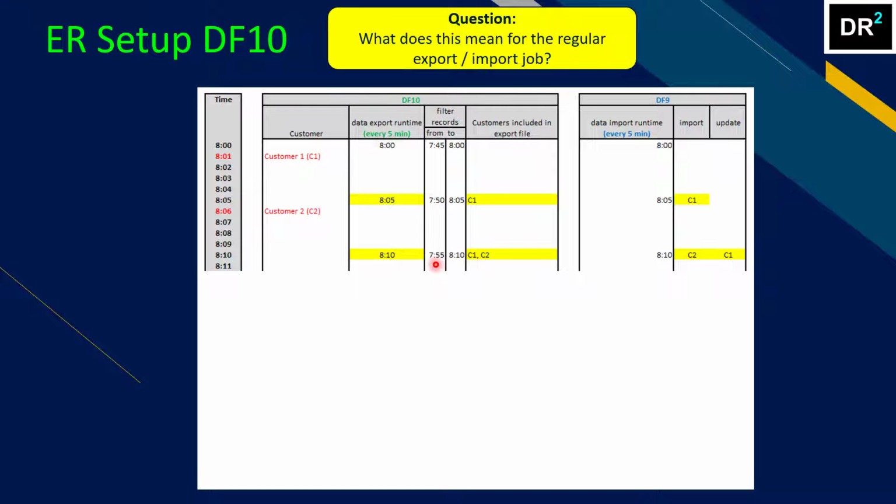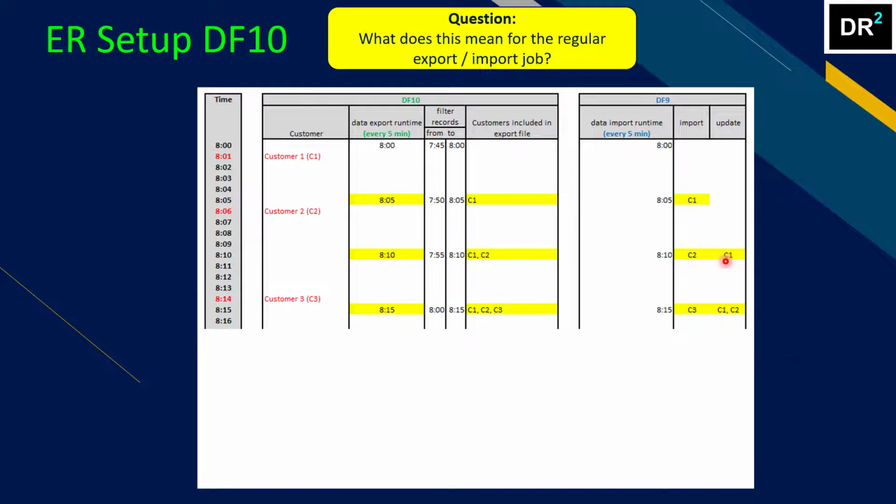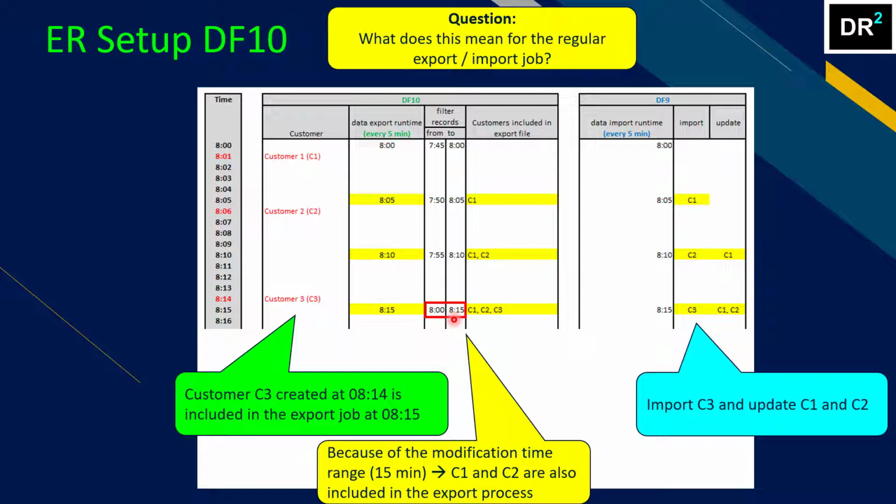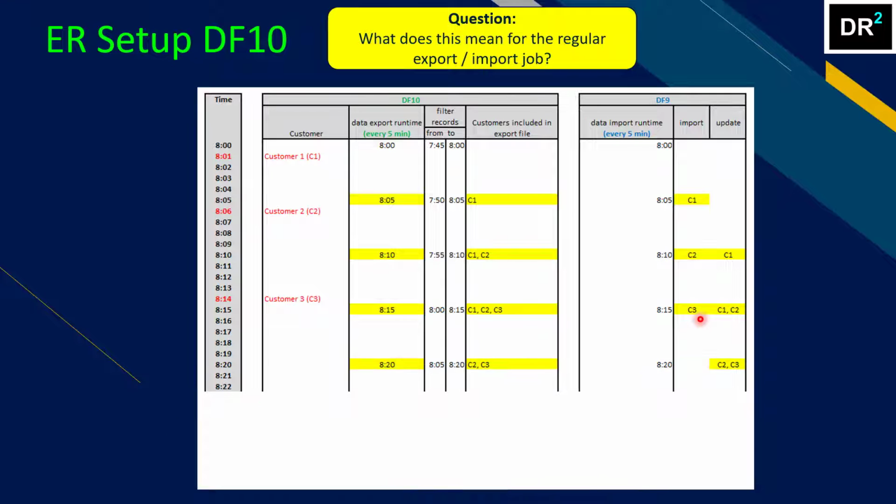Why? Because the time range that I specified looks for customers that have been created or modified in this time frame. What happens then in the other environments? Well, they import the new customer, C2, and update the previous one. And if there's nothing to update, nothing's going to happen. And that's what happens if you create a third customer. We export then all 3 of them because they were created within this time range. And then on the other side, 2 records will be updated, C1 and C2, and C3 will be created. So that's the principle of this whole configuration.